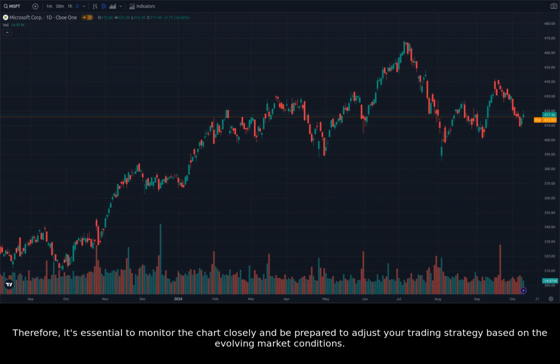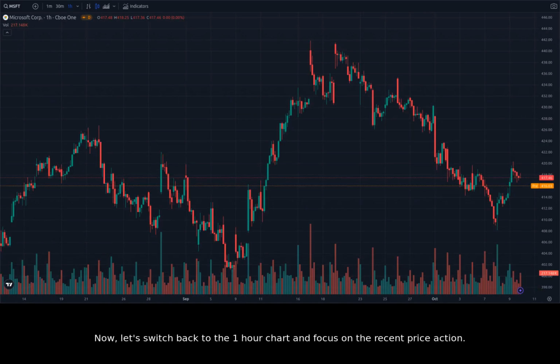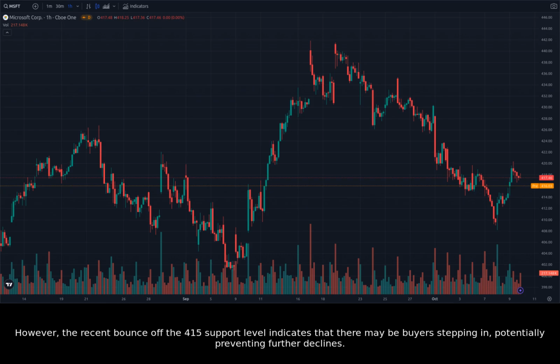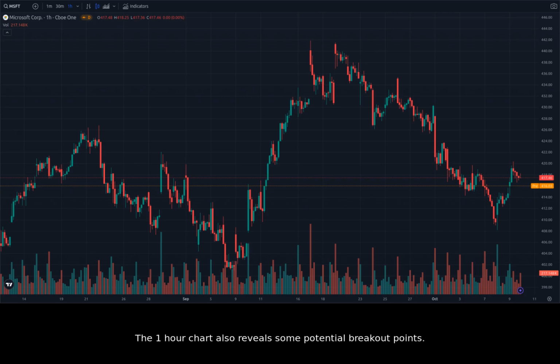Now, let's switch back to the 1-hour chart and focus on the recent price action. As we discussed earlier, the price has been consolidating within a tight range, hovering between 415 and 425. This consolidation phase suggests that traders are unsure about the direction of the stock. However, the recent bounce off the 415 support level indicates that there may be buyers stepping in, potentially preventing further declines. The 1-hour chart also reveals some potential breakout points.